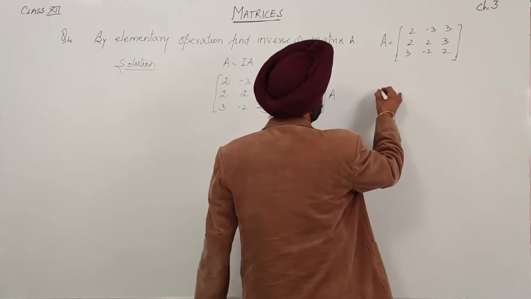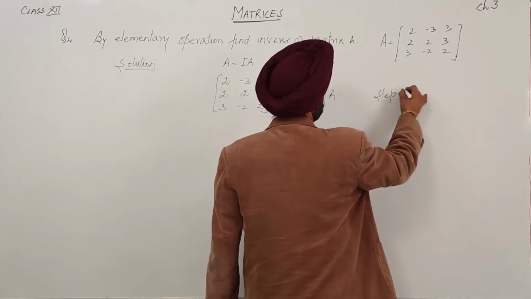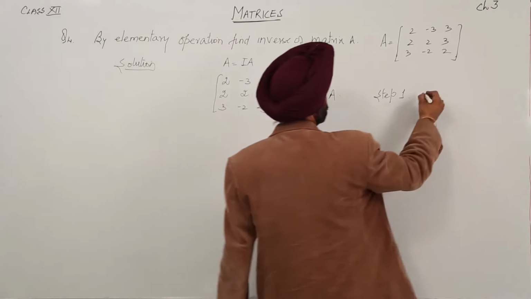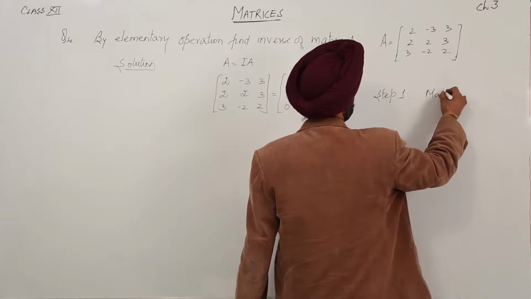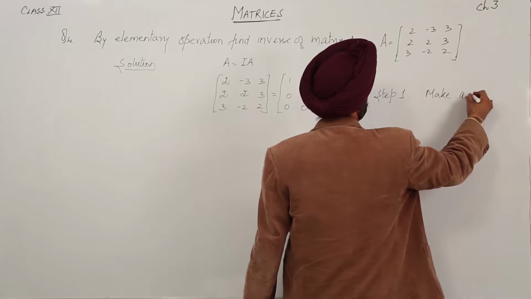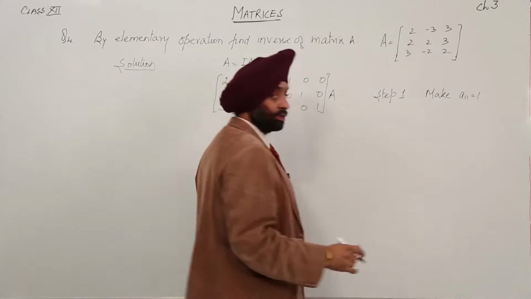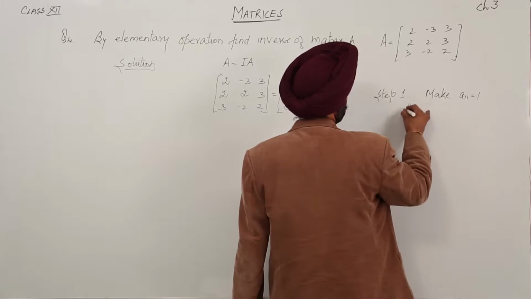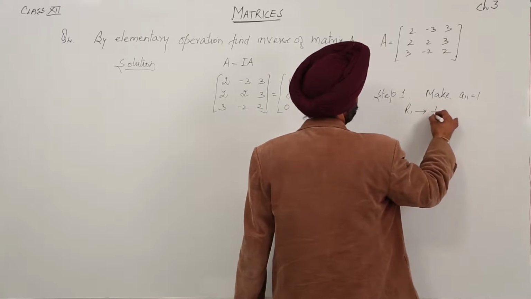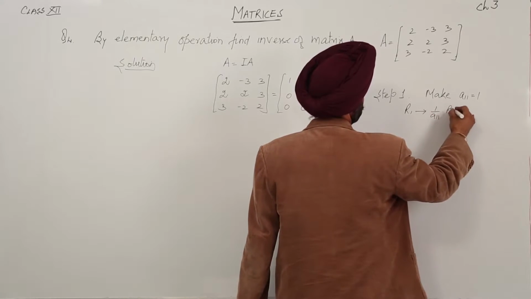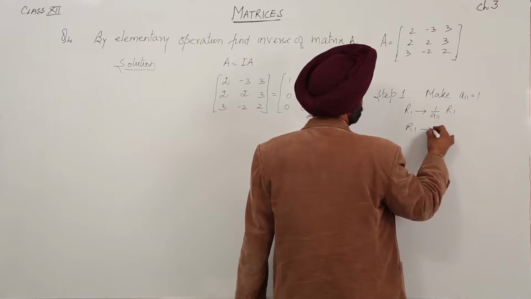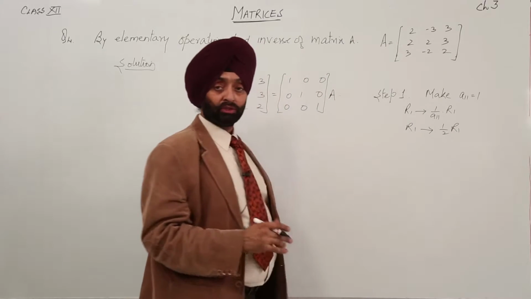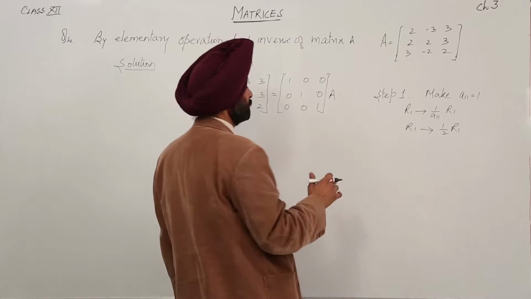Now step 1 is to make A11 equal to 1. A11 we have to make 1, not 0. Okay, step 1. Now R1 approaches to 1 upon A11 into R1, or R1 approaches to 1 upon 2 R1. Okay, so this is our step number 1.